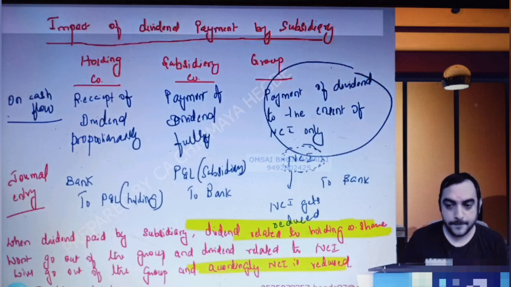Now, what entry do you pass in group books? Holding company share will be transferred to ConPL and outsider shares will go to NCI. Let's say the holding company's share in the subsidiary is 80%, for example. So how are you going to distribute? ConPL 80,000 and NCI 20,000. Now, subsequently, out of this 1 lakh, suppose they pay a dividend of 10,000.